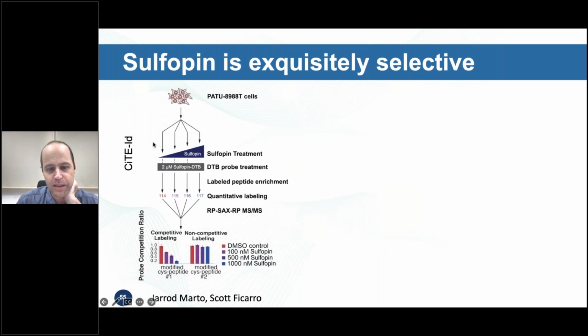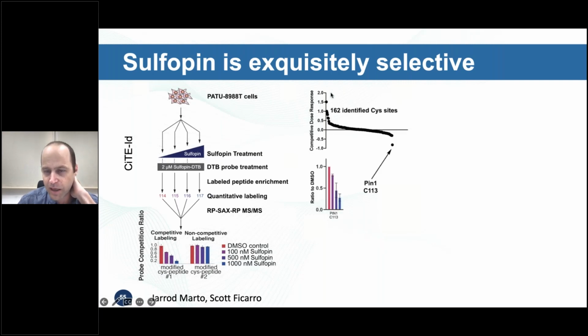The first one is Site ID, developed by Jared Marto in Dana-Farber, where we use the desthiobiotin probe in competition with increasing concentration of sulfopin. And then for each identified proteomic target, you can assess whether you see a dose response or not. Out of 160 identified cysteine sites, PIN1 cysteine 113 was the only one that showed a dose response by more than 2 standard deviations from everyone else.